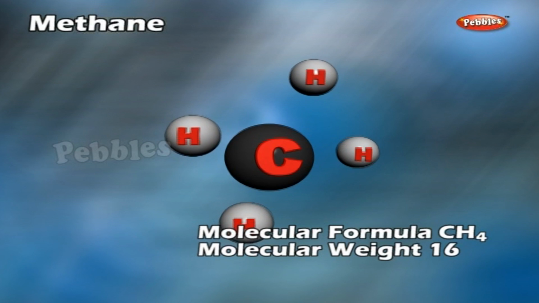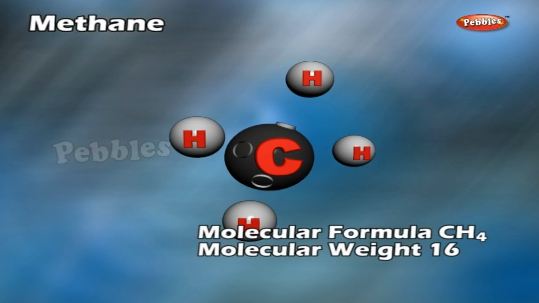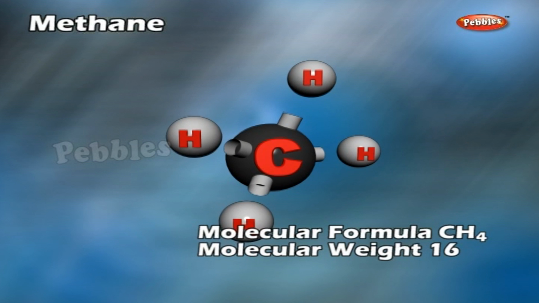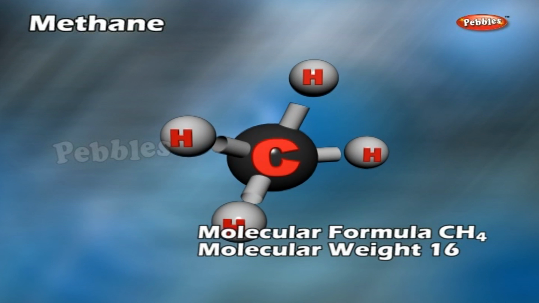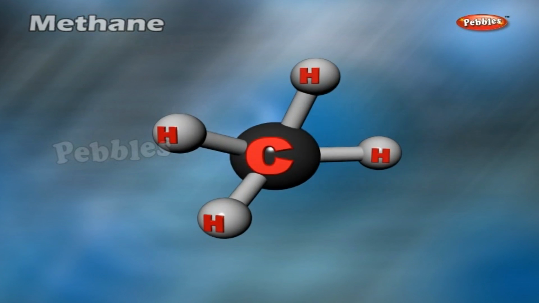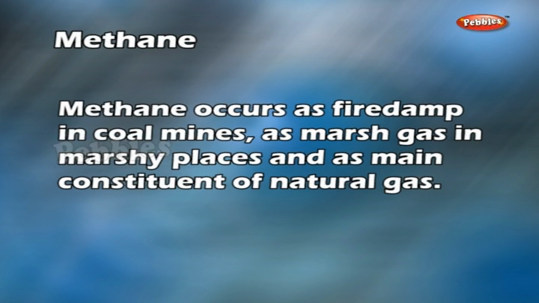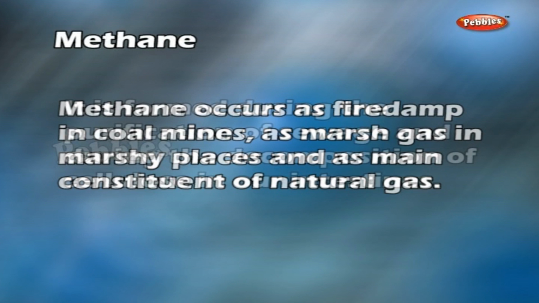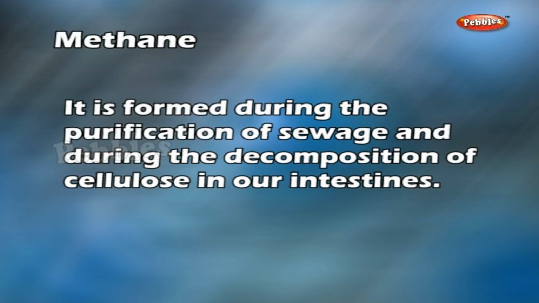Methane is the simplest saturated aliphatic hydrocarbon. It is produced naturally by the decomposition of organic matter in the absence of air. Methane occurs as fire damp in coal mines, as marsh gas in marshy places, and as the main constituent of natural gas. It is formed during the purification of sewage and during the decomposition of cellulose in our intestines.